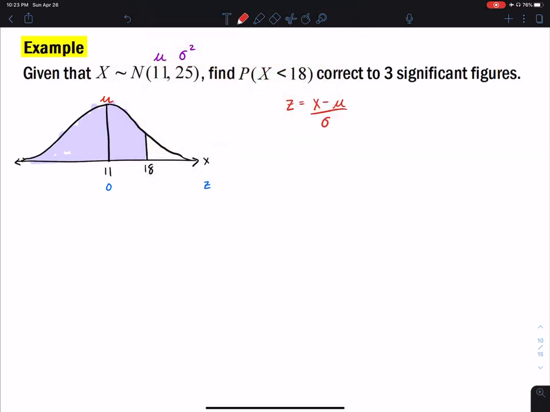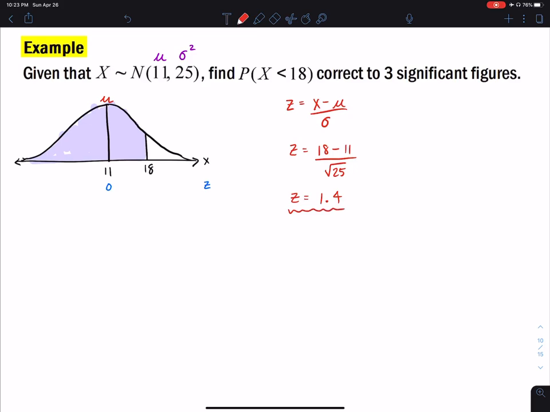So if we come back over here to this formula, 18 is our x value. We subtract our mean, which is 11, and we divide by the standard deviation, not the variance. Remember, the standard deviation is the square root of the variance, okay? Now, all I do is type this directly into my calculator, and you want to get a decimal. The decimal that you come up with is 1.4. Now that's not our answer, but that is going to lead us to our answer.